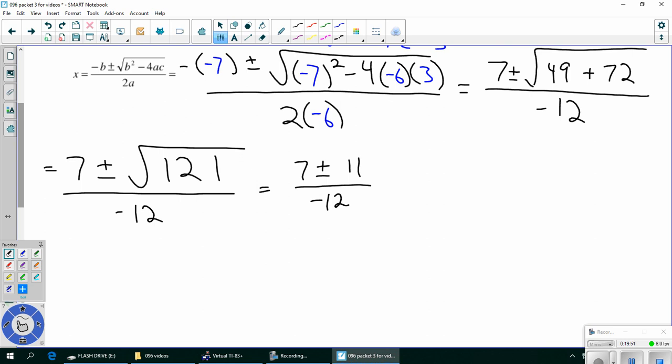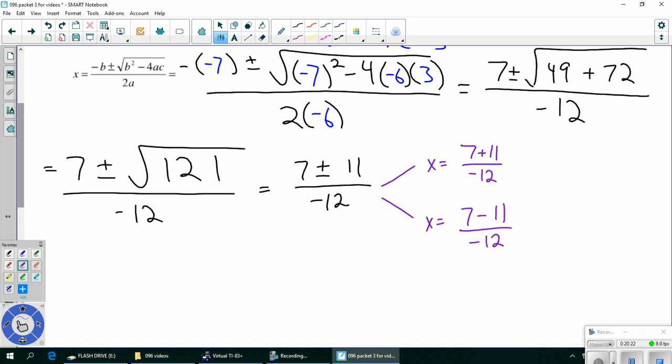I noted that in the previous problem, we separated this into 2 fractions. But that's not what we're going to do here. In this case, we're separating it, but not over fractions. We're going to separate it over the plus and minus. So here's how we do that. X equals 7 plus 11 over negative 12, or X equals 7 minus 11 over negative 12.